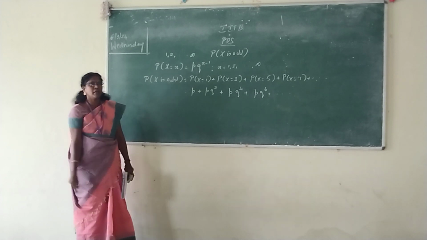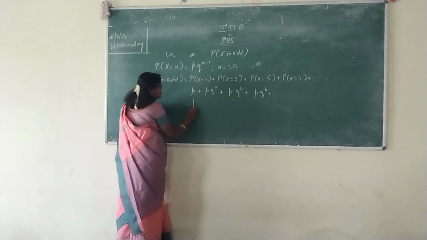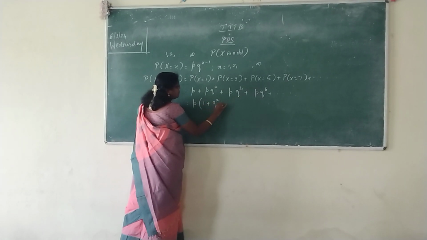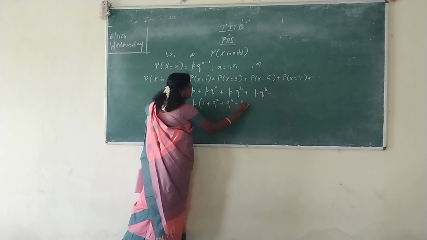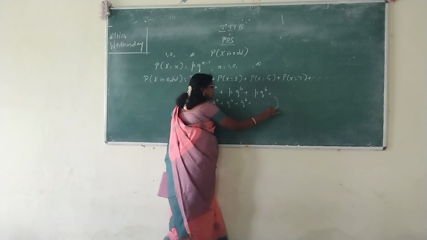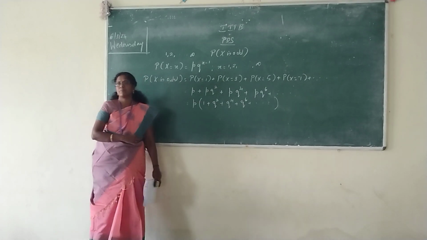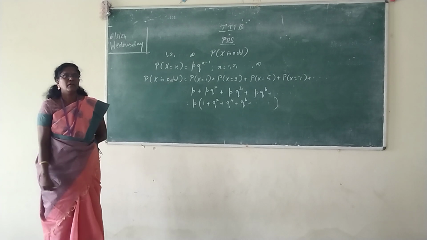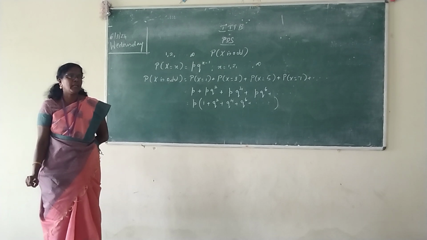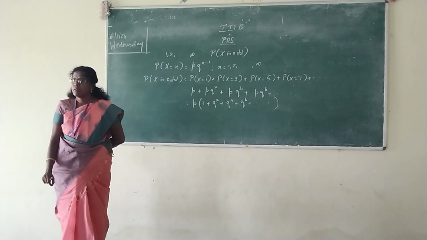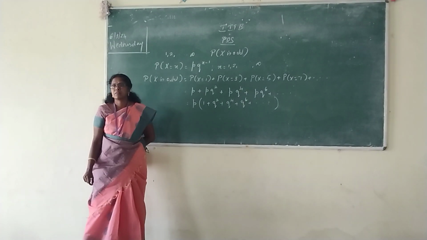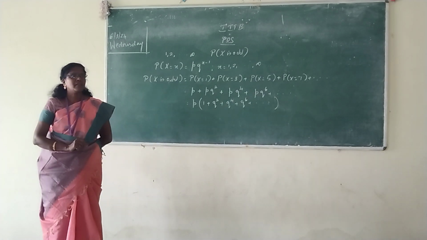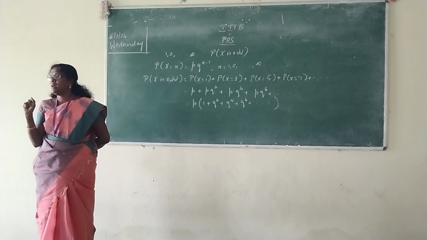What is common everywhere? P. So you can take P outside. If you take P outside, you get 1 plus q square, q power 4, q power 6, etc. This represents what series form? Binomial series, with factorial terms in the denominator only when it is an exponential series. Here only 1 and then 1 minus x, the whole power minus 1.